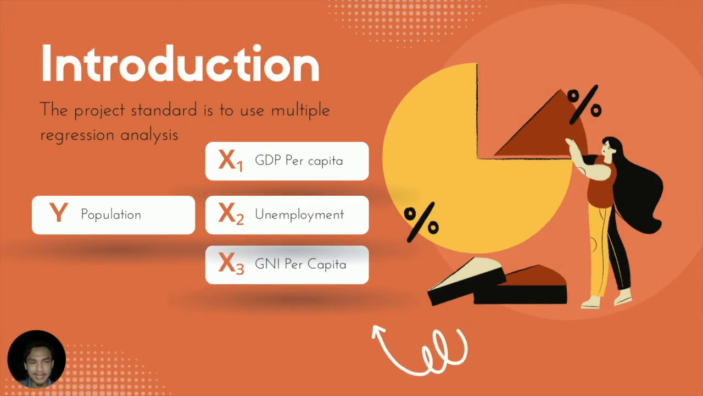Just a little introduction of what we're going to do today. We will be using the multiple regression analysis tool in Excel, and we have chosen population as our dependent variable. For the independent variables, the first one we chose is GDP per capita, the second is unemployment, and the third is GNI per capita. We specifically chose New Zealand as our sample of study because New Zealand has an advanced economic market system and was ranked 14th in the world based on the Human Development Index in 2019.